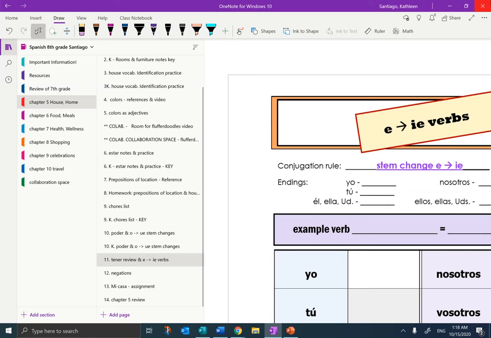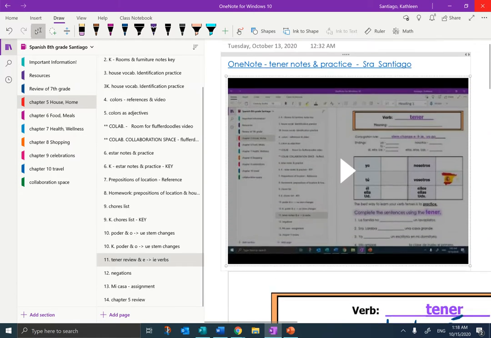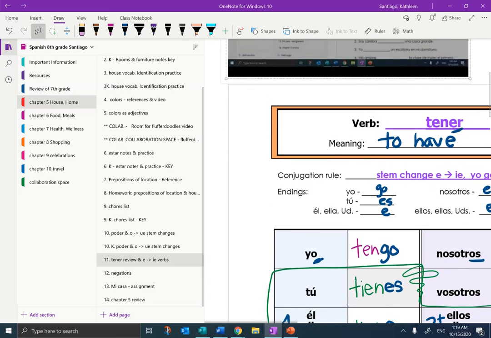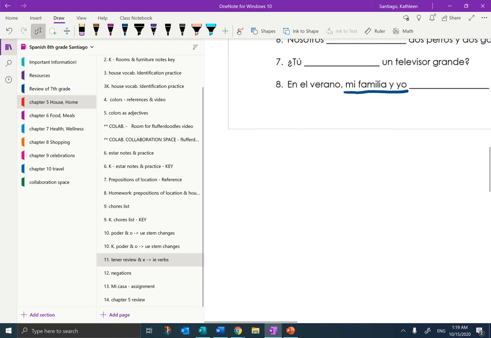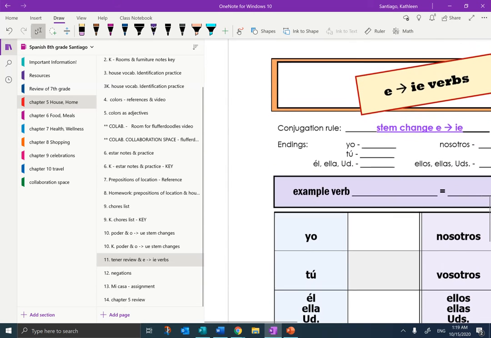We are in our OneNote notebooks. You should be on Chapter 5, House and Home, and we're on page 11, Tener Review and E to IE verbs. So where do you find this? If you scroll up, you can see it's page 11, Tener Review and E to IE verbs. There's the video for Tener notes and practice, the Tener chart with the notes on it, and then this is where we're going to put the next video. And here is the current chart that we're going to look at.